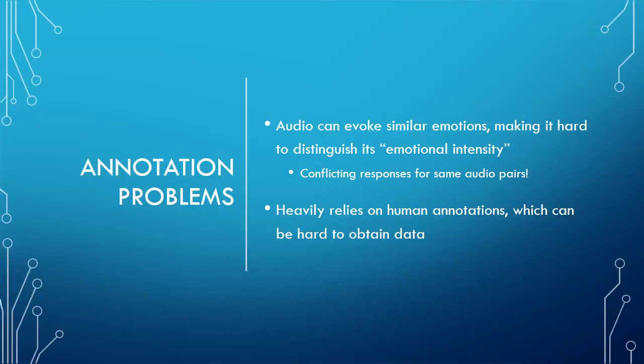So one of the main problems of gathering data for these types of models is that if we're studying audio that tends to evoke similar kinds of emotions in people, we may obtain a vast amount of conflicting responses within our data set. So some participants might think that A is more tense than B, while other participants may find that B is more tense than A, which can make the problem more difficult to learn.